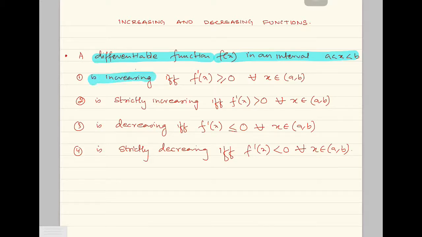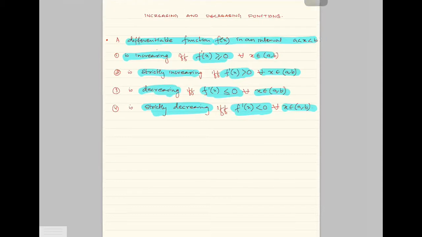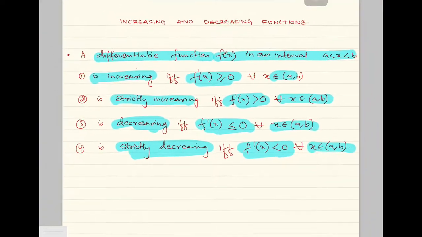Open interval, by the way, is increasing if f dash x is greater than or equal to 0, strictly increasing if f dash x is greater than 0, decreasing if f dash x is less than or equal to 0, and strictly decreasing if f dash x is less than 0, for any interval a comma b in the open interval. So I hope you've understood the concept of increasing and decreasing functions.